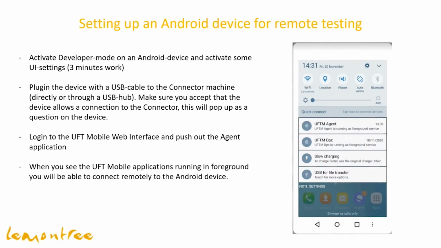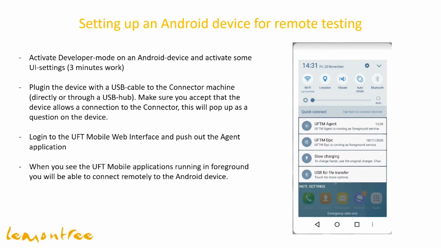How do you set up an Android device for remote testing? Well, this is really easy. All you have to do is activate the developer mode, and you need to activate some UI settings. So that's like 3 minutes work. And then you plug in the device with a USB cable to the connector machine, either directly or through a USB hub. And you click on some dialog that pops up on the mobile device. Do you accept the connection? Yes, I do. And sometimes, on the connector machine, you also need to accept the connection.